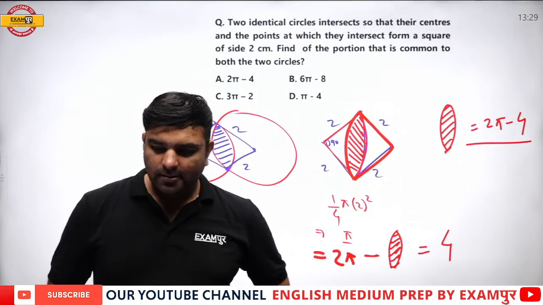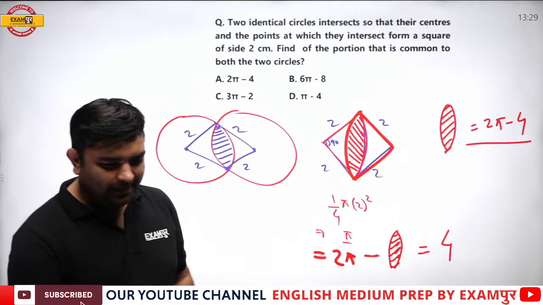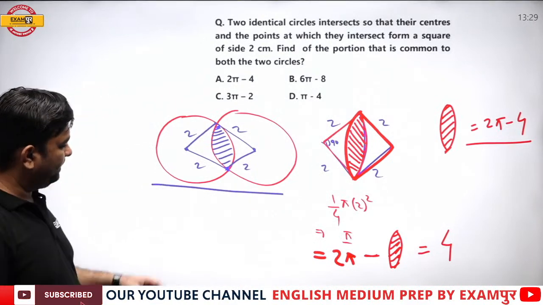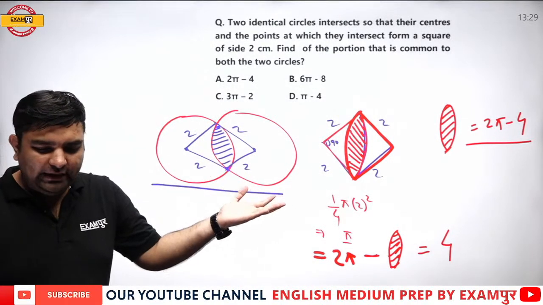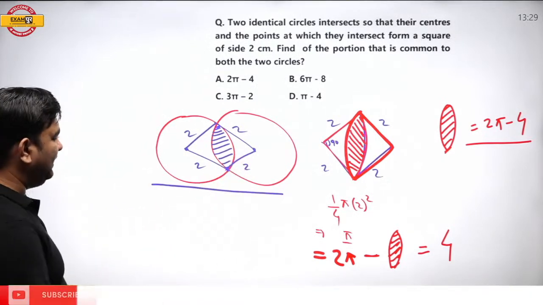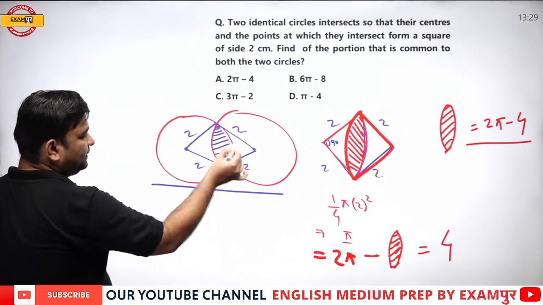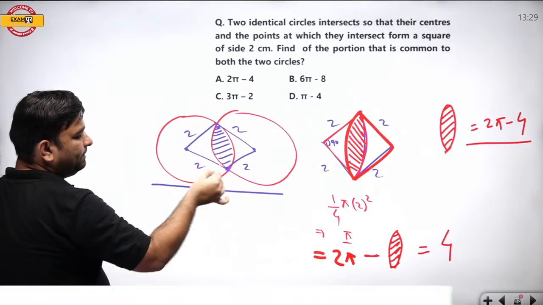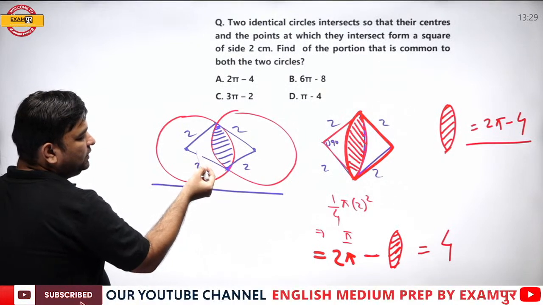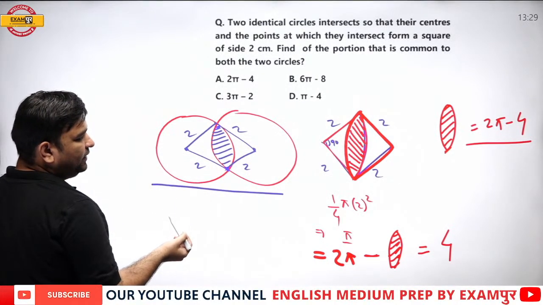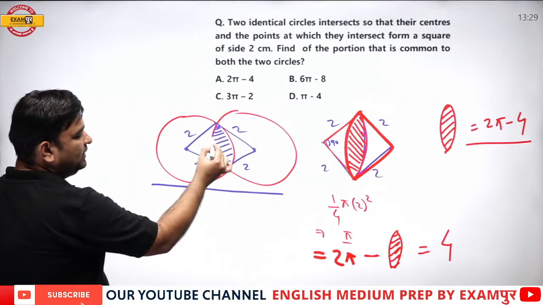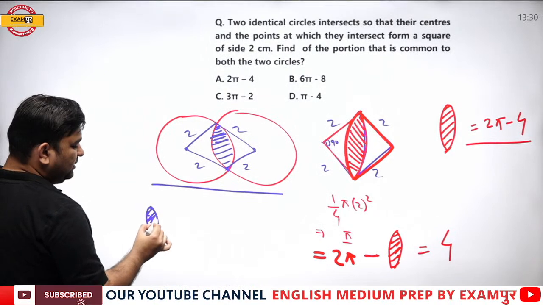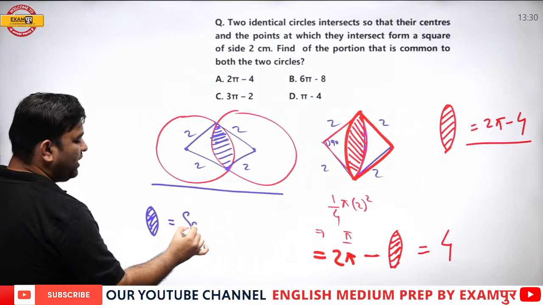Clear? Perfect. Let's revise from here, the opposite way of dealing with it. The square area minus 2 times the sector area is the area of this portion. This portion is the square area.